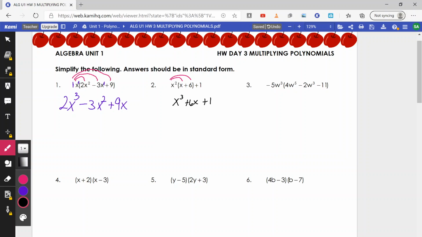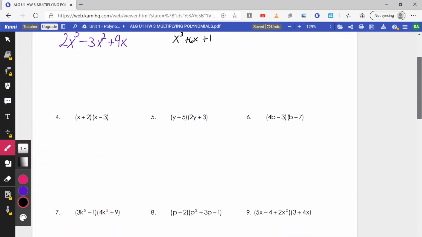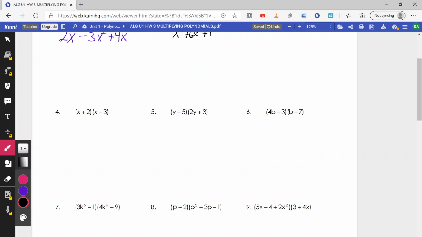Next up, do I combine any like terms? X cubed, x, number. The answer is no. I'll skip number 3 because, again, it's just distribution. And we'll take a look at number 4. 4 will be similar to 5, 6, and 7. It's a binomial times a binomial.